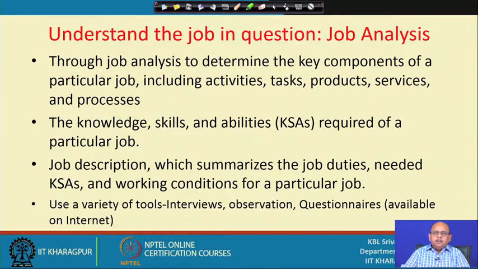And in order to see what a person does, you are going to observe it, or you are going to use interviews or questionnaires to identify the job description, that is tasks, duties and responsibilities associated with the job. Similarly, you also need to identify the basis of knowledge and skill which is required, because you need to match the person with the job, right.